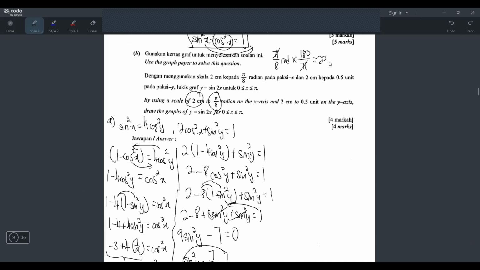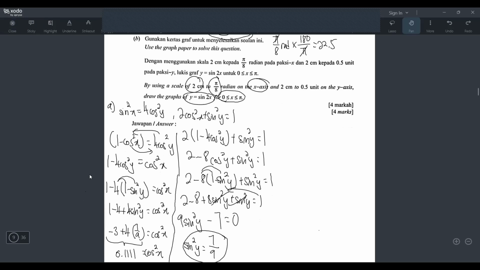22.5 degree. And then they want you to use this on the x-axis, and 2 cm to 0.5 on the y-axis. Draw the graph for y equals sine 2x, but they only want you to draw from 0 until pi.